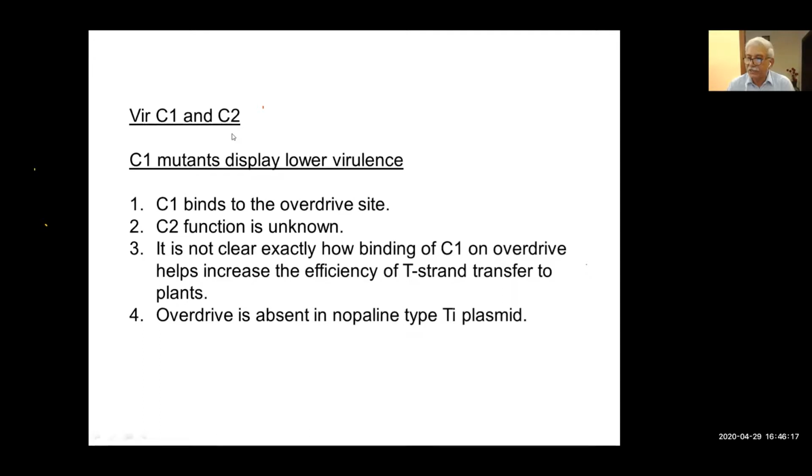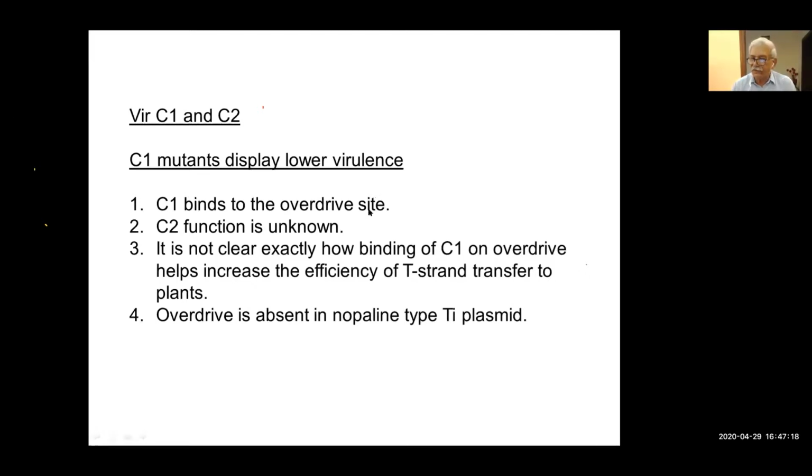Okay? So, if the bacterial strain is an octopine strain, it will produce C1 and C2, which interact with the overdrive sequence to efficiently produce the T-DNA. They just increase the efficiency of T-DNA formation. Without these C1 and C2 proteins, D2 can still cleave the left and right borders, but relatively slowly, as if the overdrive sequence is absent. And that's the reason I was saying that the overdrive sequence can be cloned into the Ti vector based on nopaline strains. So you can take this overdrive sequence to the nopaline strain as well to make that plasmid more efficient for making a T-DNA molecule.